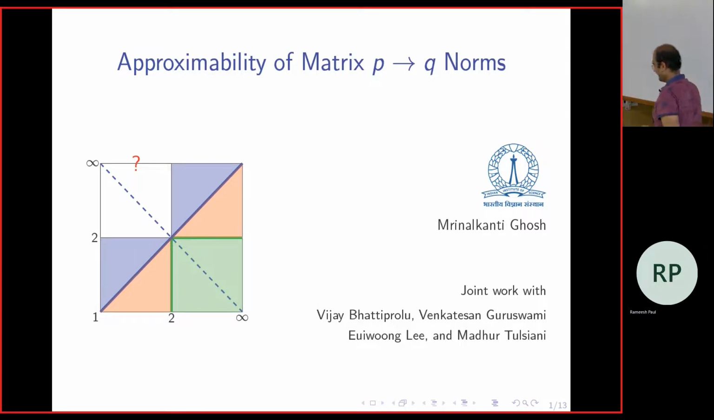Thanks for that short and sweet introduction. I'm going to talk about the approximability of matrix P to Q norms. This was joint work with Vijay Bhattiprolu, who was a student at CMU and is now joining Waterloo as faculty; Venkat Guruswami, a faculty at CMU; Euiwoong Lee, who was a student of Venkat at that point, then a postdoc at NYU, and is now a faculty at UH; and Madhu, who is my advisor. Those are the people involved in this work.